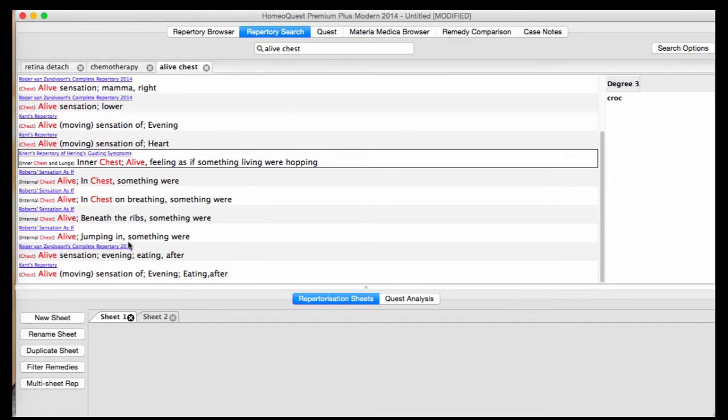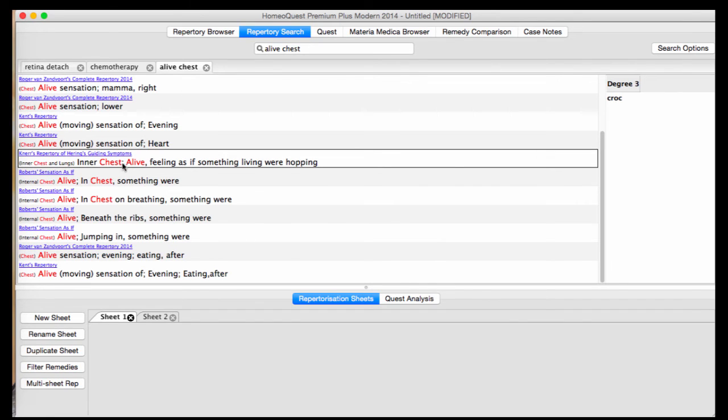And then Robert's Sensation had it beautifully, as if something was jumping in, because the patient's exact words were, there's something alive in my chest, it seems, but it's like it's jumping at times. And I thought, how weird was that? Where would I ever find it? And Robert's Sensation had it, something alive jumping in the chest.